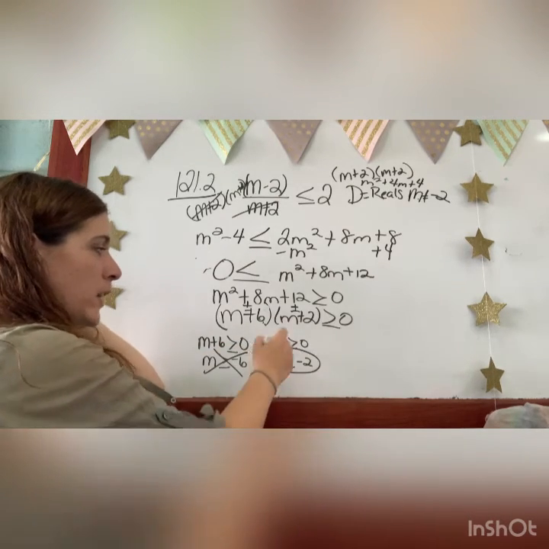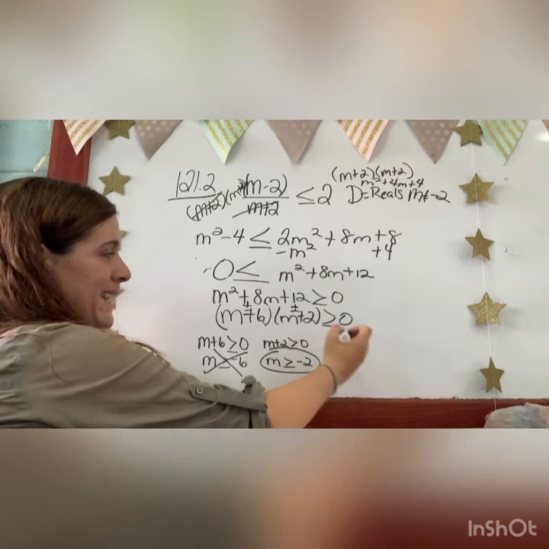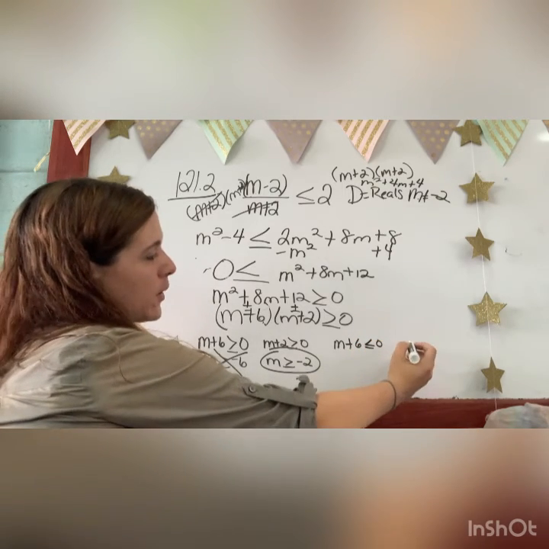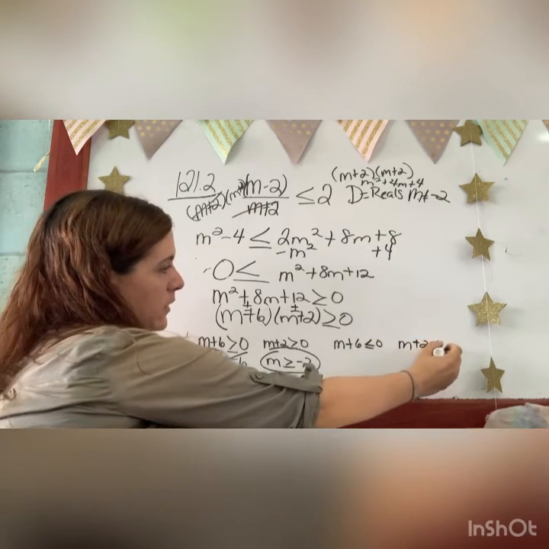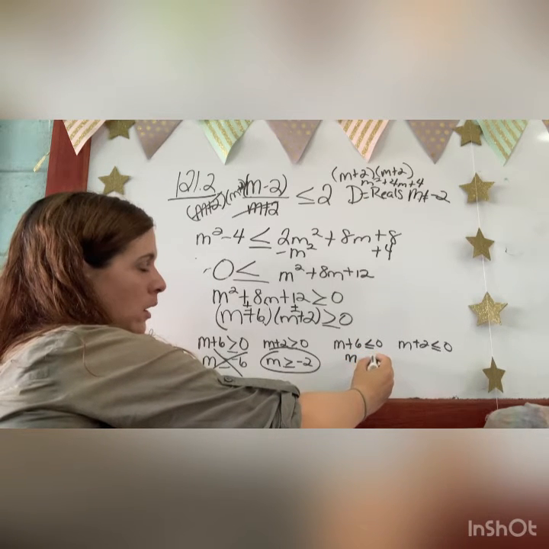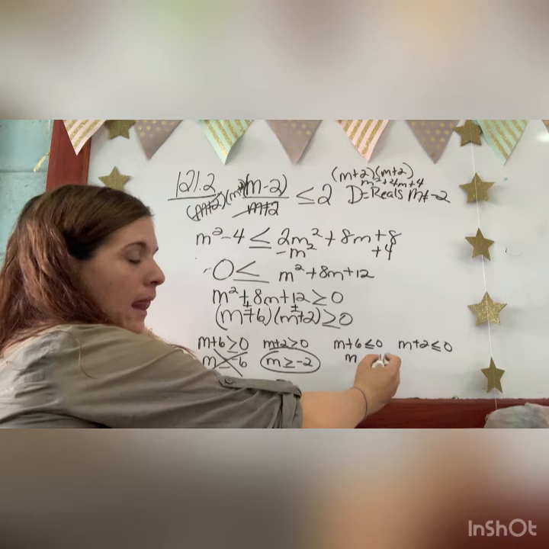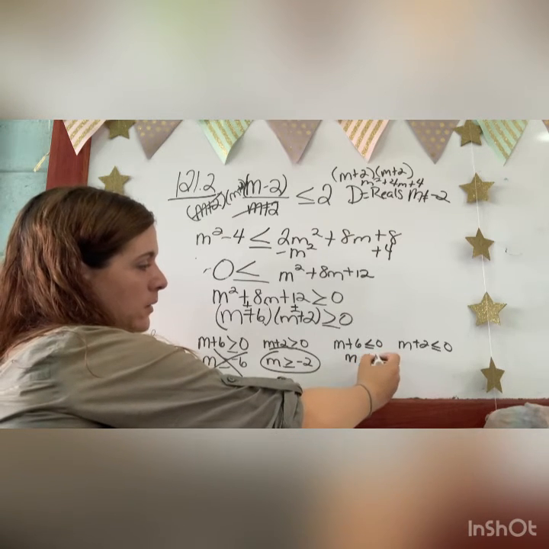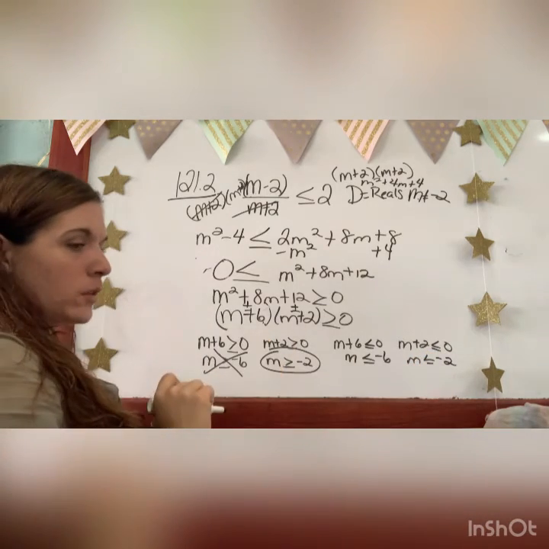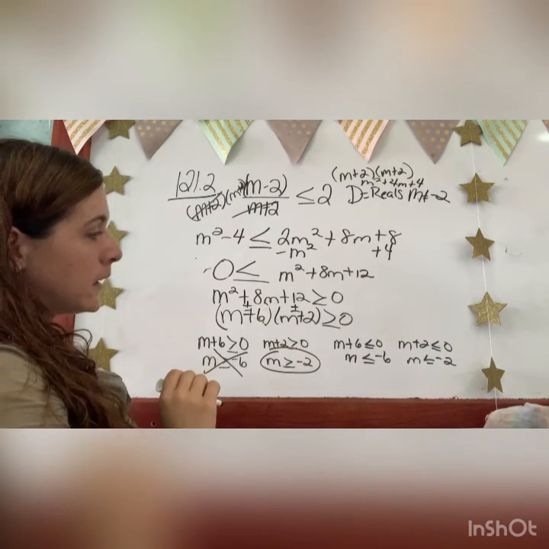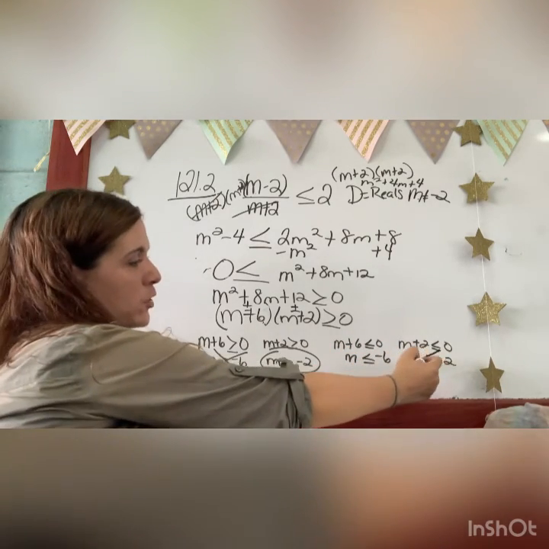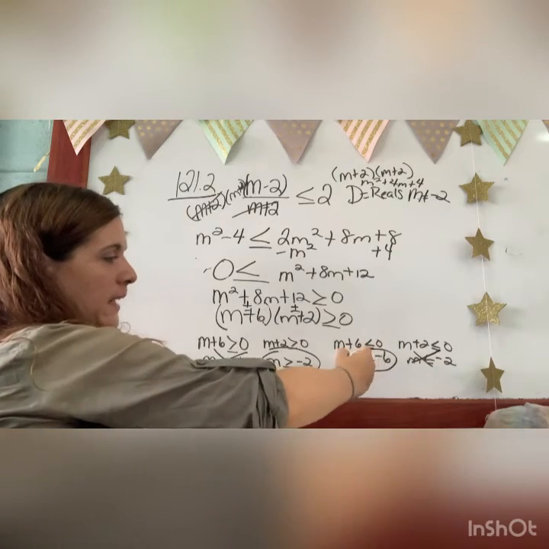So we're using this one over here. But now everything can also be negative. So we're going to do m plus 6 is less than or equal to 0, and m plus 2 is less than or equal to 0. So that's m is also less than or equal to negative 6, and m is less than or equal to negative 2, right? Well, anything that is less than negative 6 is also less than negative 2. So this one we can cross out, and then this one we can keep.